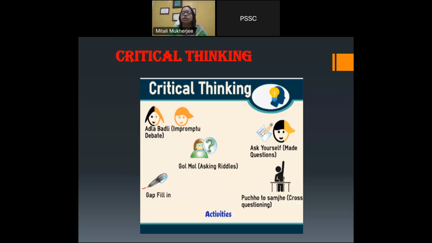Now what will happen? The child's entire thinking process will take a 360-degree turn. The child will think in a new way now. So this is how you develop critical thinking. This was just one example.